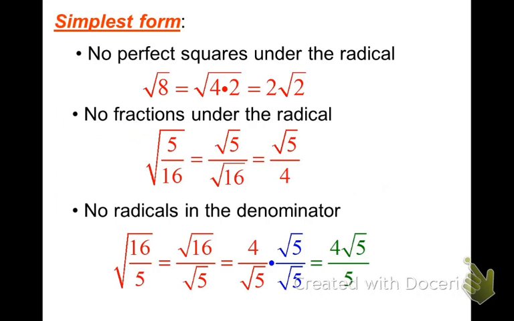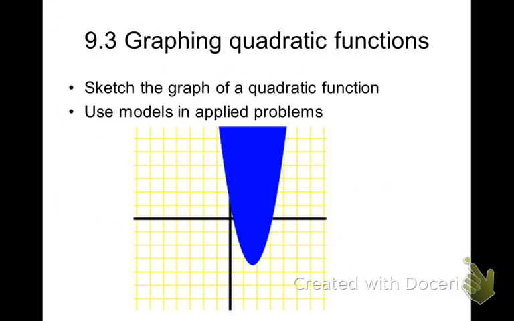So those are the three rules and the two tools for simplifying radicals.